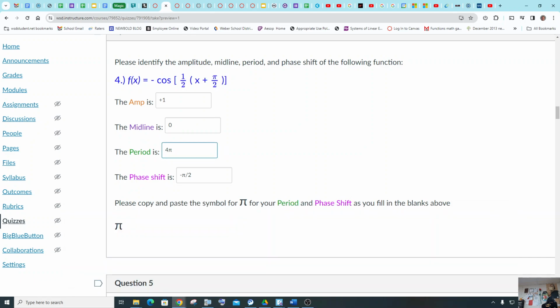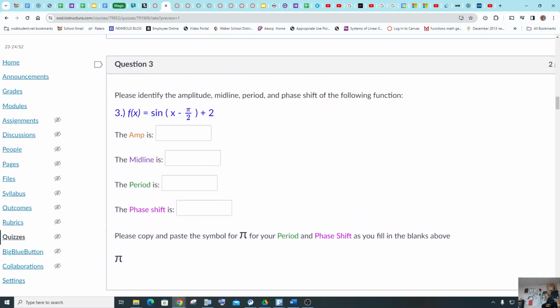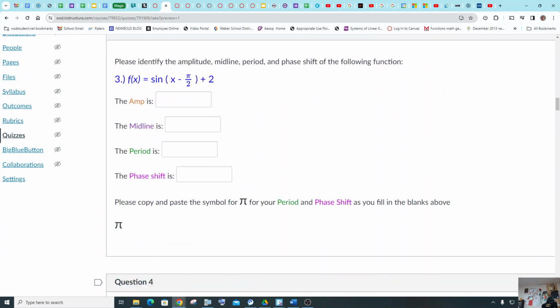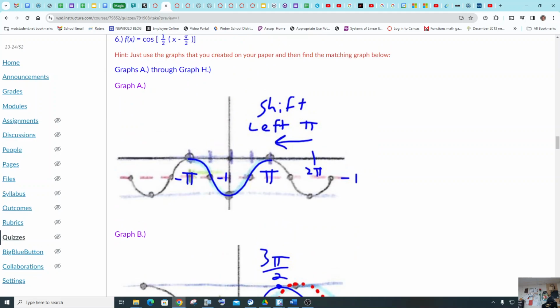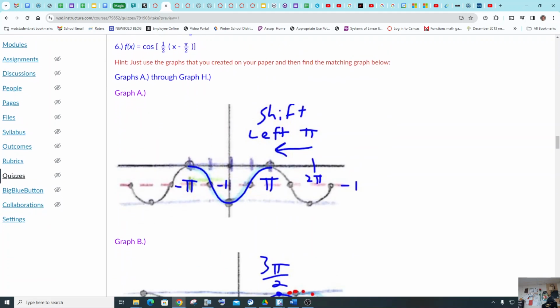And then for the phase shift, what did we get? Negative pi divided by 2. And so those are our answers for number 4. You're going to input all your answers from 1, 2, 3, 4. And then you're going to look through the multiple choice options to find the matching graph. So can you guys remember what we're looking for? What are we looking for again with our graph?